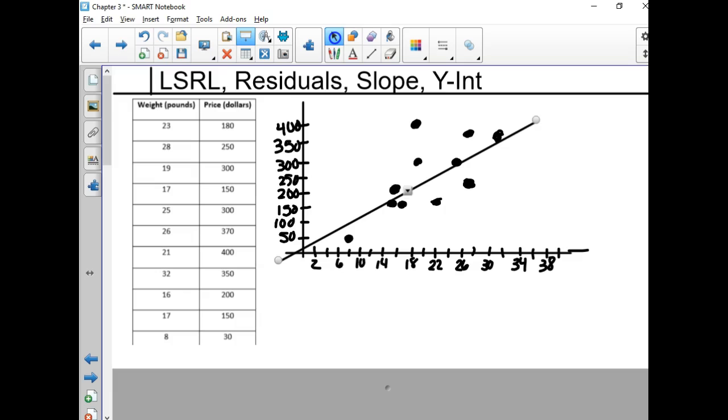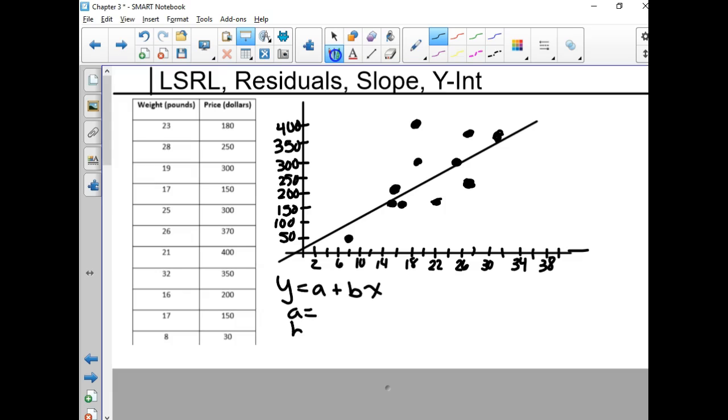So calculate it. You should get to the screen right now in your calculator: y is equal to a plus bx. And you get a, you get b, you get r, and you get r squared. If you do the Y1 thing, it's automatically in your calculator. You can look at the graph, and the line will pop up. If you didn't, you still get everything you need. It's not the end of the world.